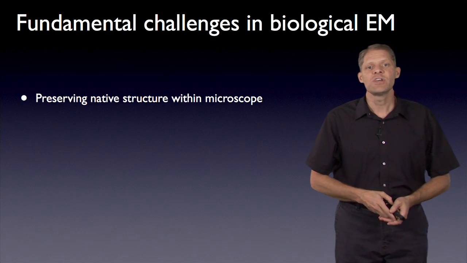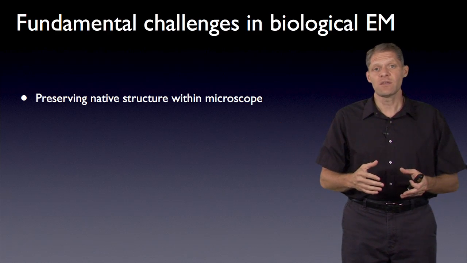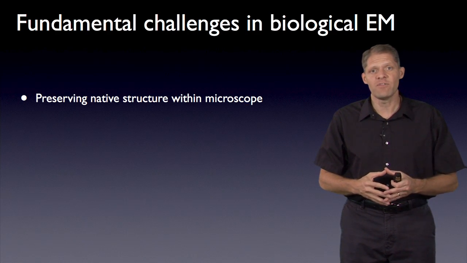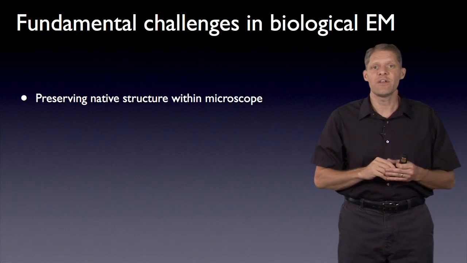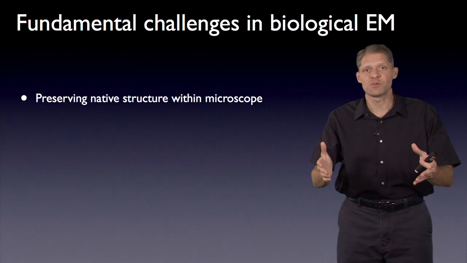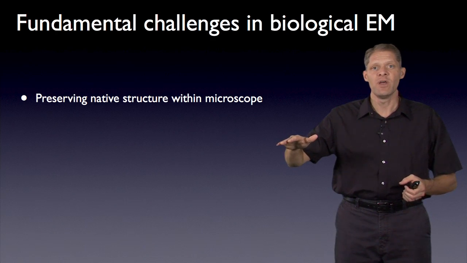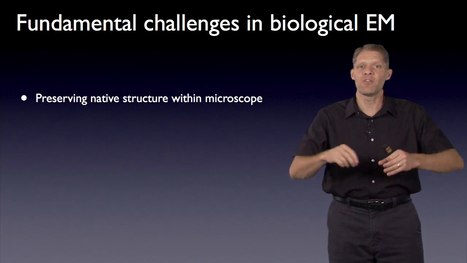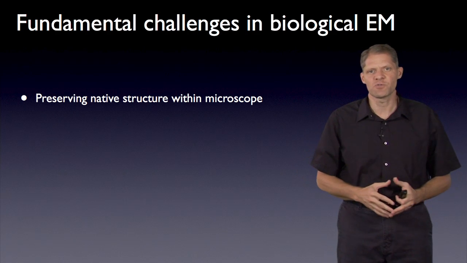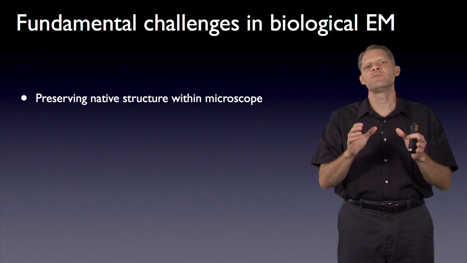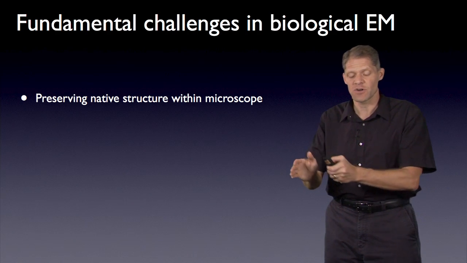The first challenge is, how do we preserve the native structure of a cell within the ultra-high vacuum of the electron microscope? I mean, you can't just swab some cells out of your cheek or in a tissue culture plate and then immediately put them into the column of the electron microscope. Because the vacuum is so high, all the liquid would immediately boil so explosively that all of your cell structure would be destroyed. So how do we preserve the structure of a cell and have it in the electron microscope?